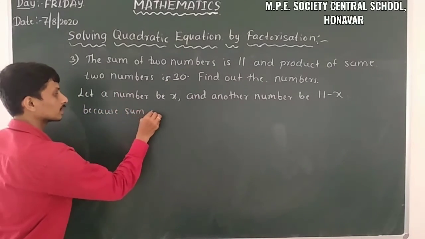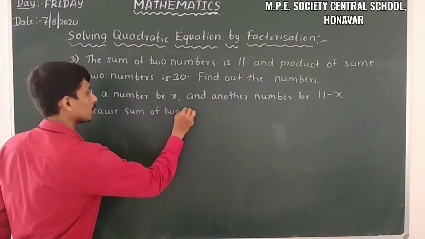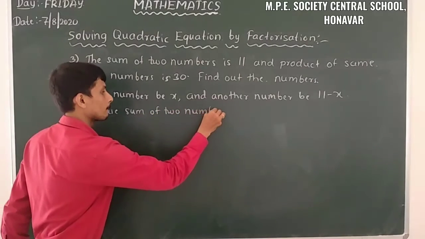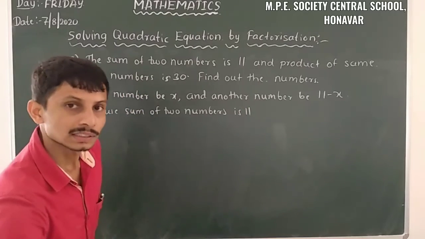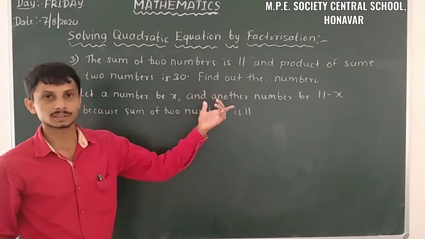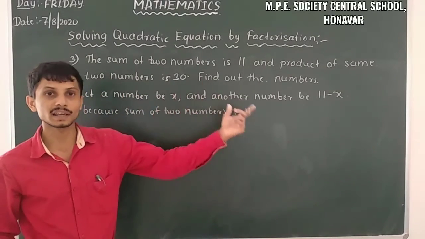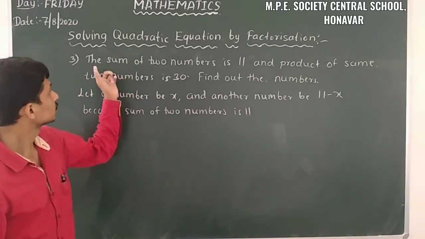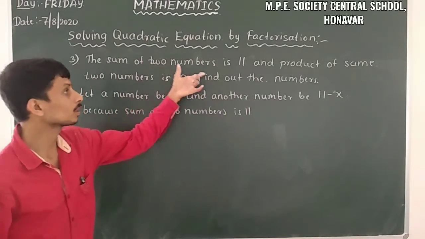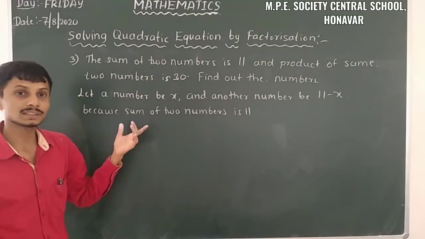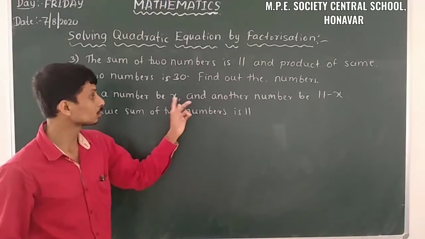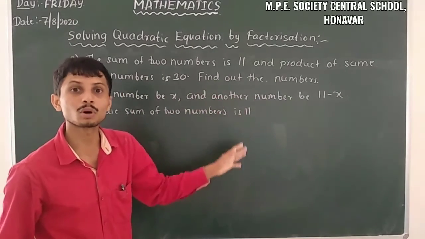Since the sum of two numbers is 11, from the sum we got the two numbers here. One number is x and another number is 11 minus x. So the sum of two numbers is 11 is completed. Then the product of the same two numbers is 30. That means when we multiply those two terms, x and 11 minus x, we get 30.